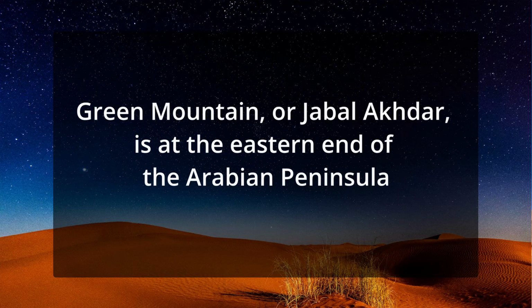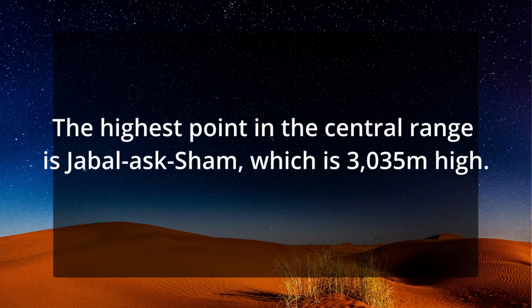the summer. Green Mountain or Jabal Akhdar is at the eastern end of the Arabian Peninsula. Past the valley of Rub' al Khali, physically these highlands in Oman are an extension of the fold mountains of Zagros in Iran. The highest point in the central range is Jabal Ash-Sham, which is 3035 meters high. Even though it has upthrusts and graben-like depressions due to faulting, much of it has a plateau-like shape and is surrounded on all sides by sand or water.